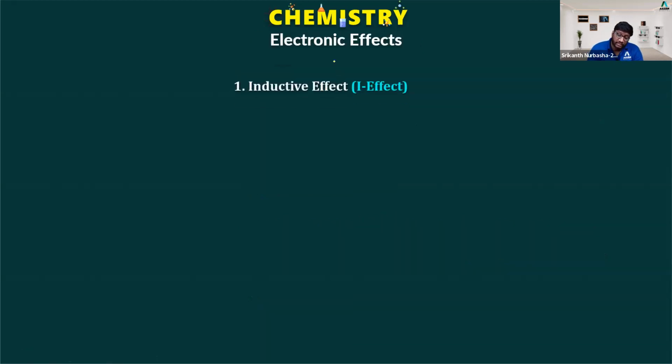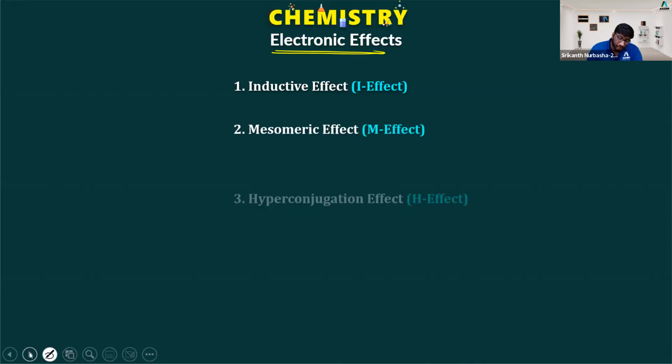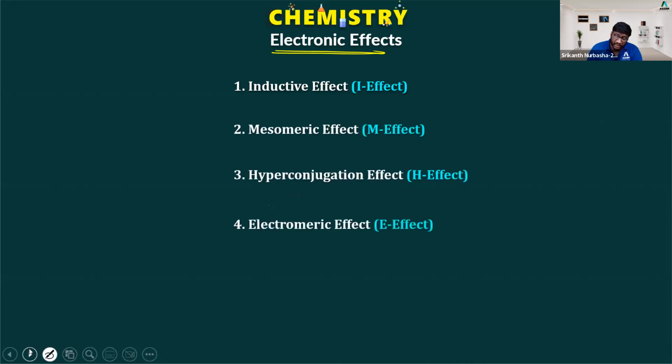Right? So then comes the electronic effects, students. Electronic effects start with the first one, inductive effect, mesomeric effect, hyperconjugation, and electromeric effect. We'll start one by one and understand all the electronic effects and their application. These are very, very important.